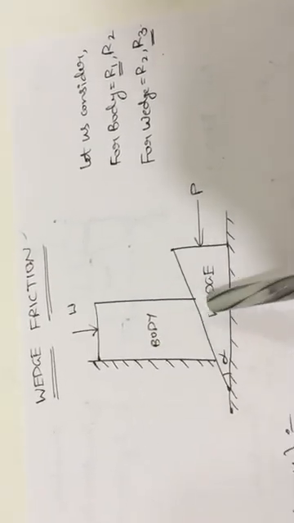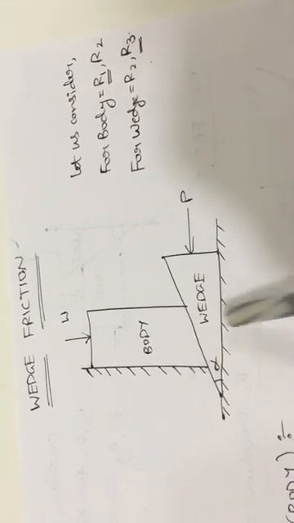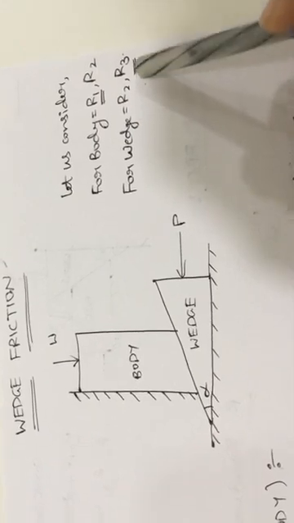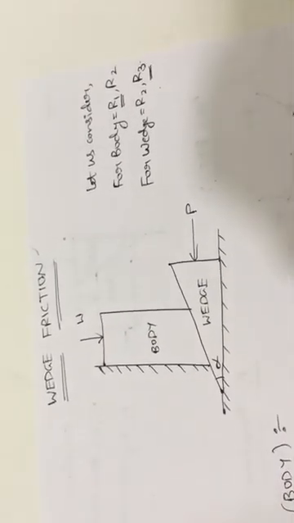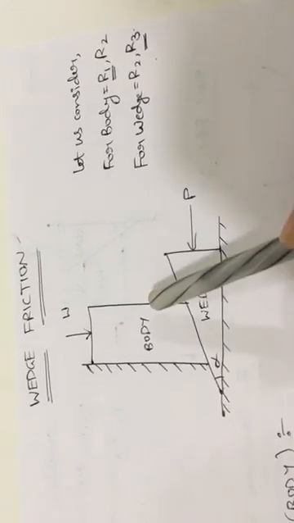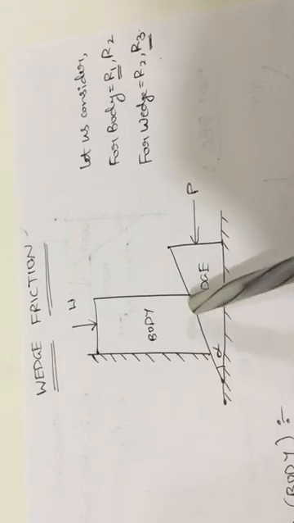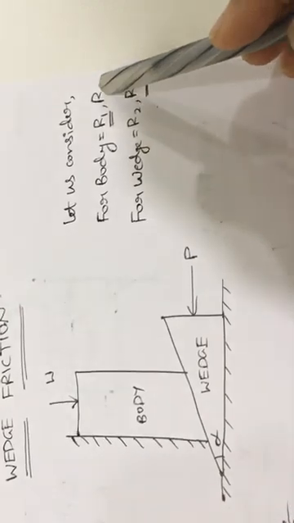Once again, for the body, one support and one support give R1 and R2. For the wedge, one support and one support give R2 and R3. So completely four reaction forces come from all the supports for the body and the wedge. And one more thing: the body acting on the wedge and the wedge acting on the body, that reaction will be the same. That reaction is considered as R2.